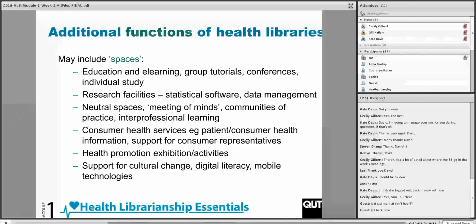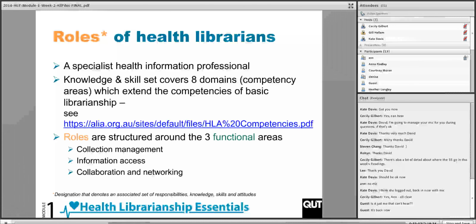Okay, so then the next in the structure of things is the roles of health librarians, and I said at the beginning that there are many and varied. The definition there: roles are a designation that denotes an associated set of responsibilities, knowledge, skills and attributes. My definition of health librarian is a specialist health information professional who is able to cover 8 domains or competency areas of knowledge and skill sets.